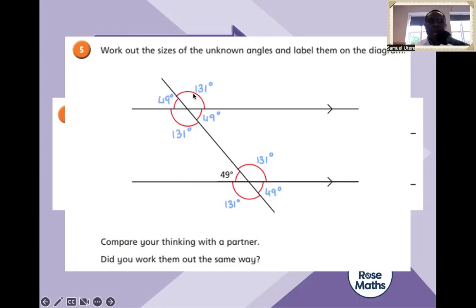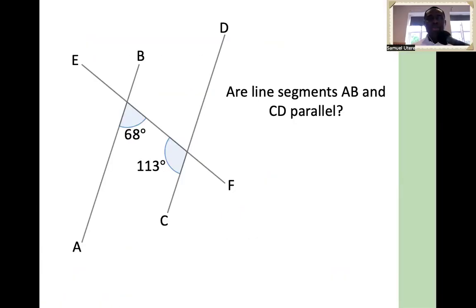And then once we know that this is 131 degrees, that should be 131 degrees as well. Vertically opposite angles are equal, and we can do that the same here as well. All right, let's do some new learning.